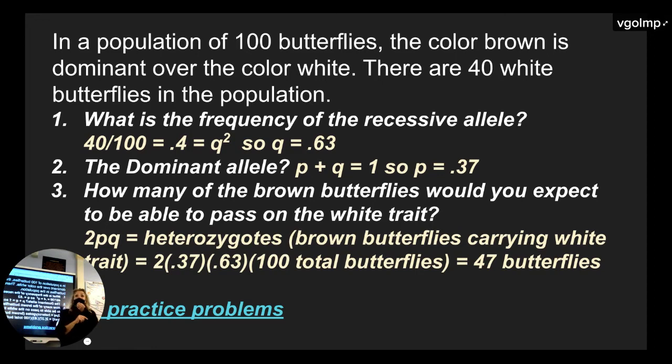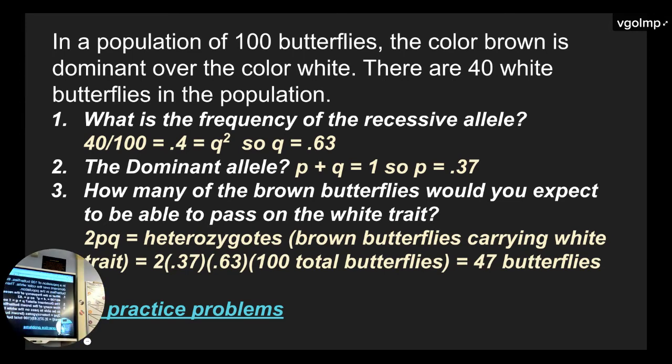No. Who was I trying to find? The number of heterozygotes. Because the heterozygotes are expressing the dominant trait, which is brown, but they are carrying the white trait. So I had to solve for 2PQ.